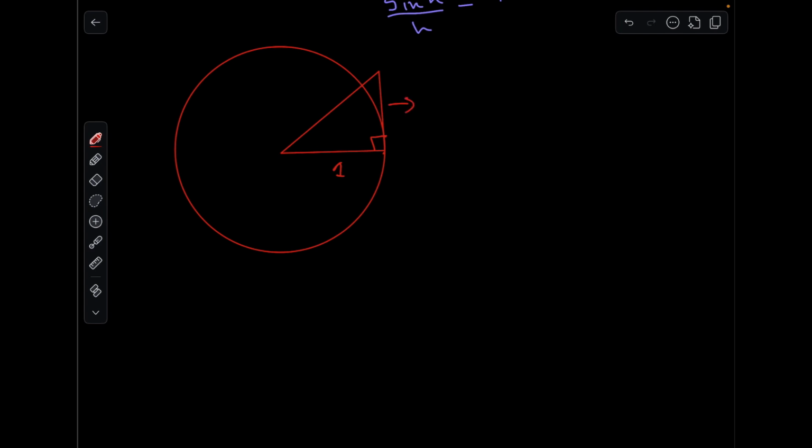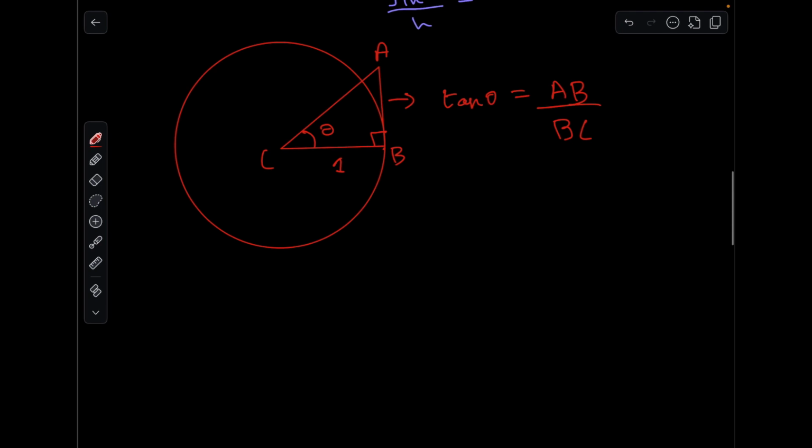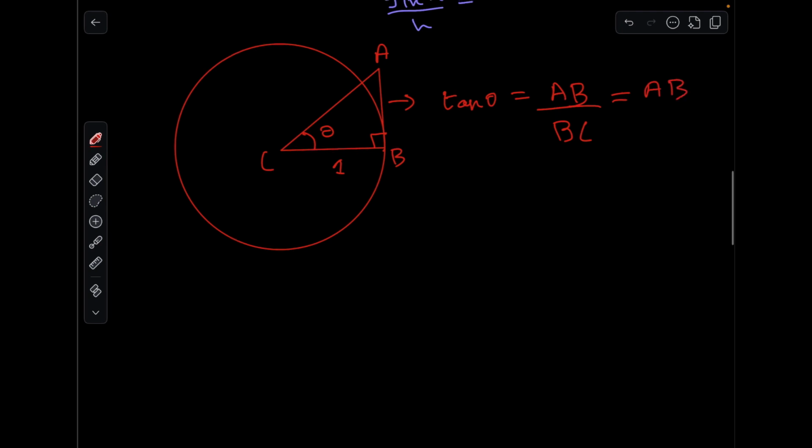Now, this length, as we know, using tan theta is equal to AB divided by BC, assuming that this angle is theta. So we can say that since BC is equal to 1, this is the same as AB. Great. So let's just write that this side is tan theta.